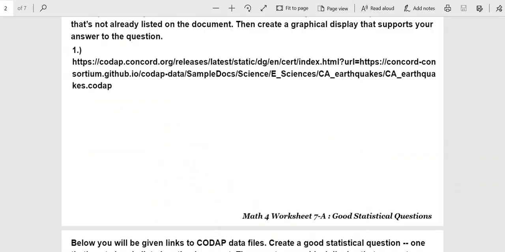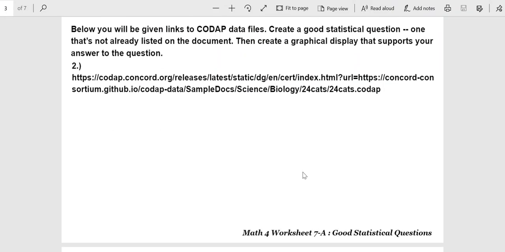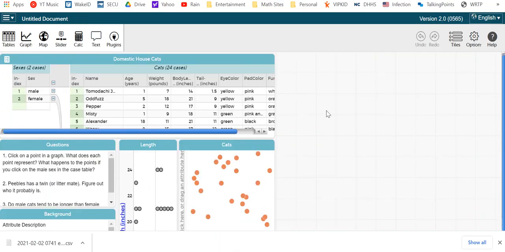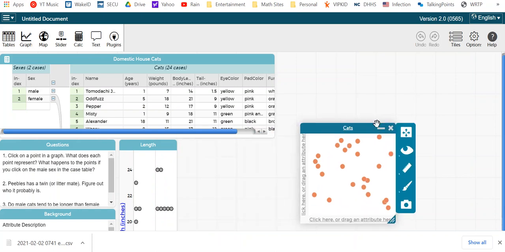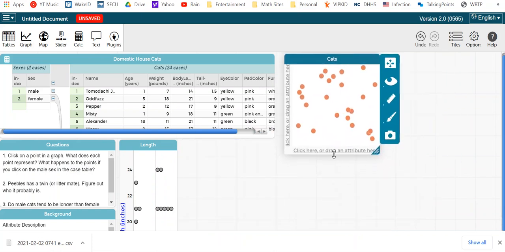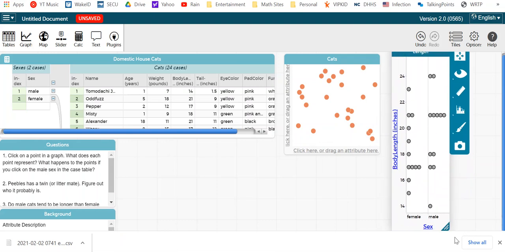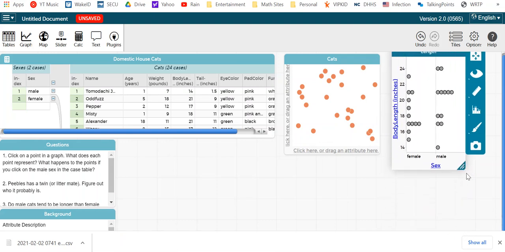All right, so we move on to numero dos, which is, what is it? Science and the 24 cats. Yes. We go back to the 24 cats, and they've already got you a graph set up here. They just haven't dragged any attributes. Now this one, they did. They compared gender versus body length. So that's one that we're not going to do because they've already done it. Body length versus gender.